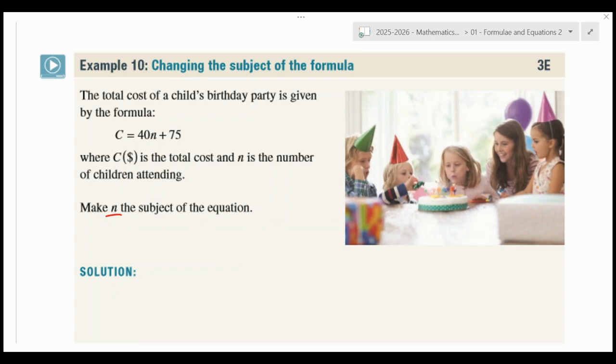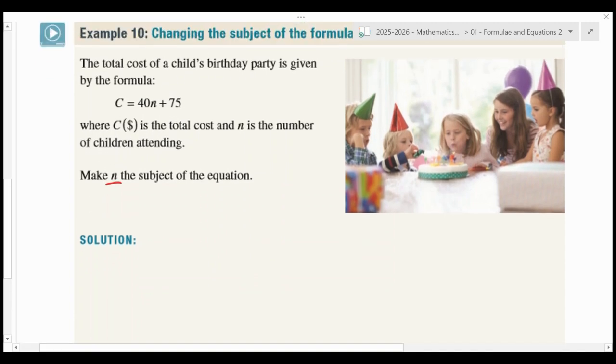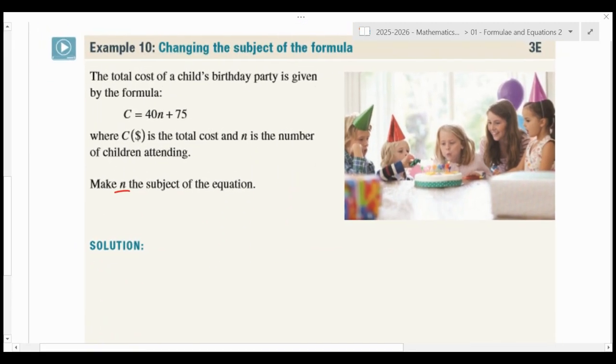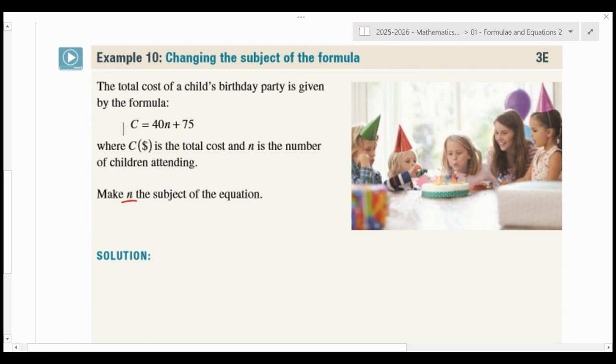Pretty cool. All right. The reason that we do this sort of thing is it does actually make our life easier if for some reason we say, well, we only want to spend $1,000. How many people can I invite? Okay, so there you're starting and you've got C and you have to work out what N is. And it can be easier if you've already got it set up so that you've got N equals and then you just plug in your value for C and solve it straight away.